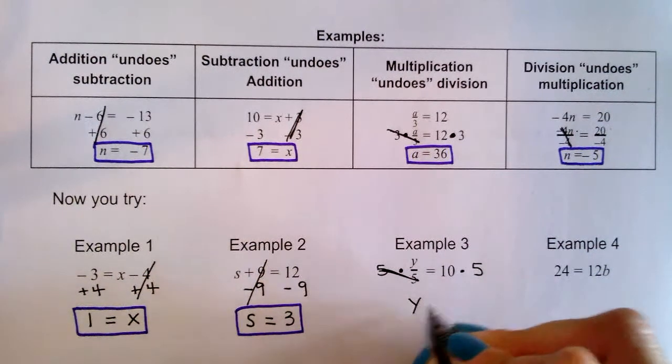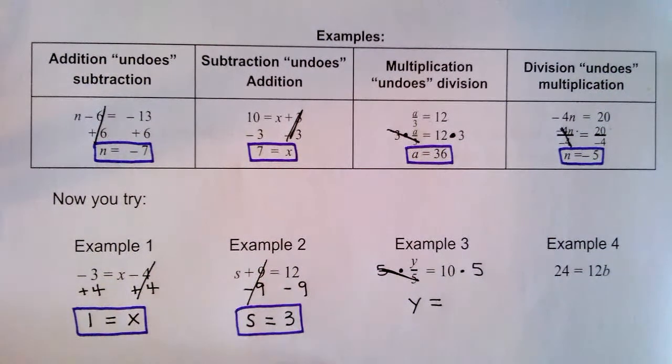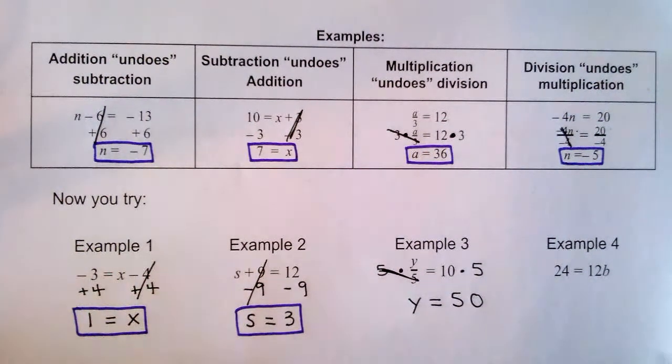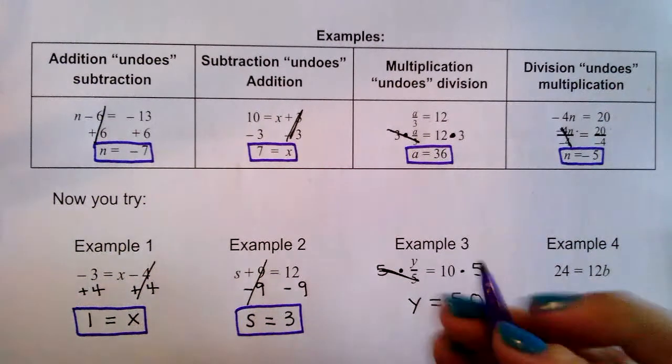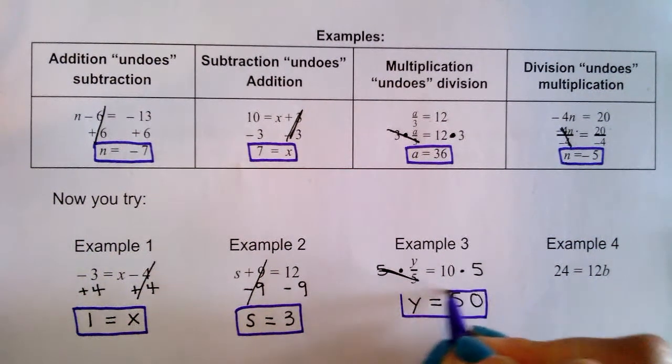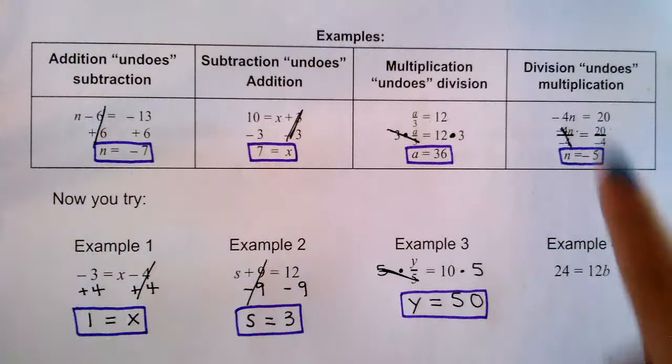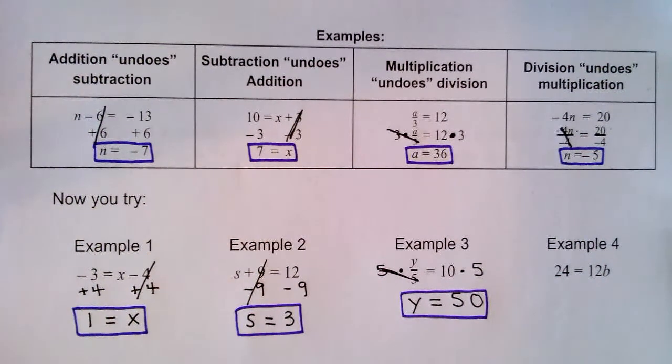And we get left with y equals, y is the only thing on the left-hand side. And now on the right-hand side, all we need to do is multiply our two numbers together. 5 times 10 is 50. And now we know that y is equal to 50. Okay, pause that video one more time. Try example number 4, following the example that's right above it, and then replay the video once you have your answer. All right, let's do that last example here.